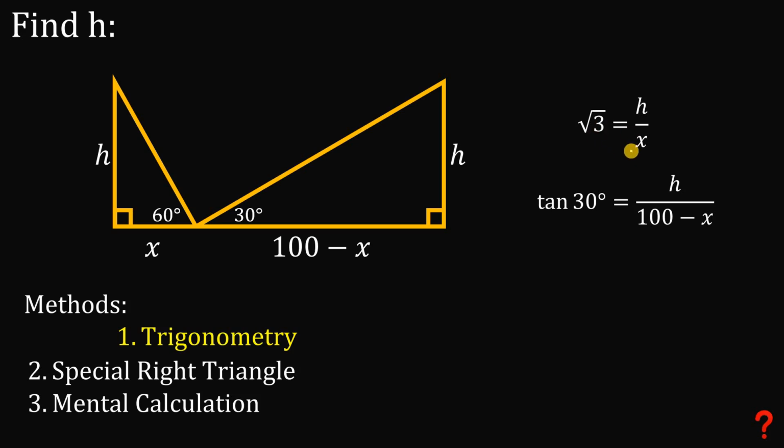So, how to do that? First, let's cross multiply. So, we have x multiplied by square root of 3 equals h, and then divide both sides by square root of 3. Now, x equals h over square root of 3. So, we will use this value later on.